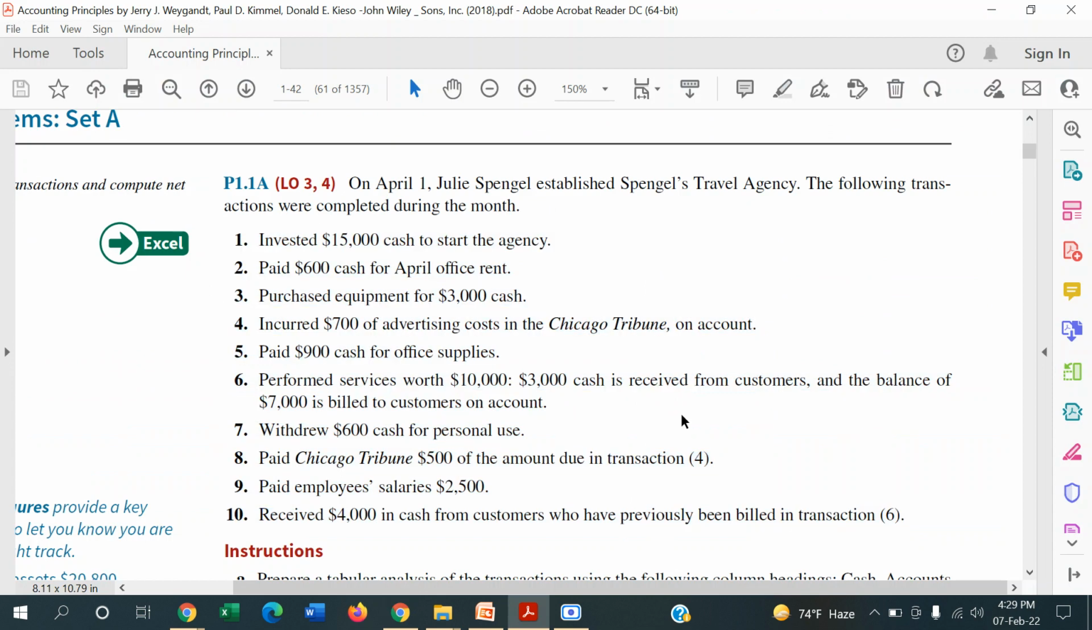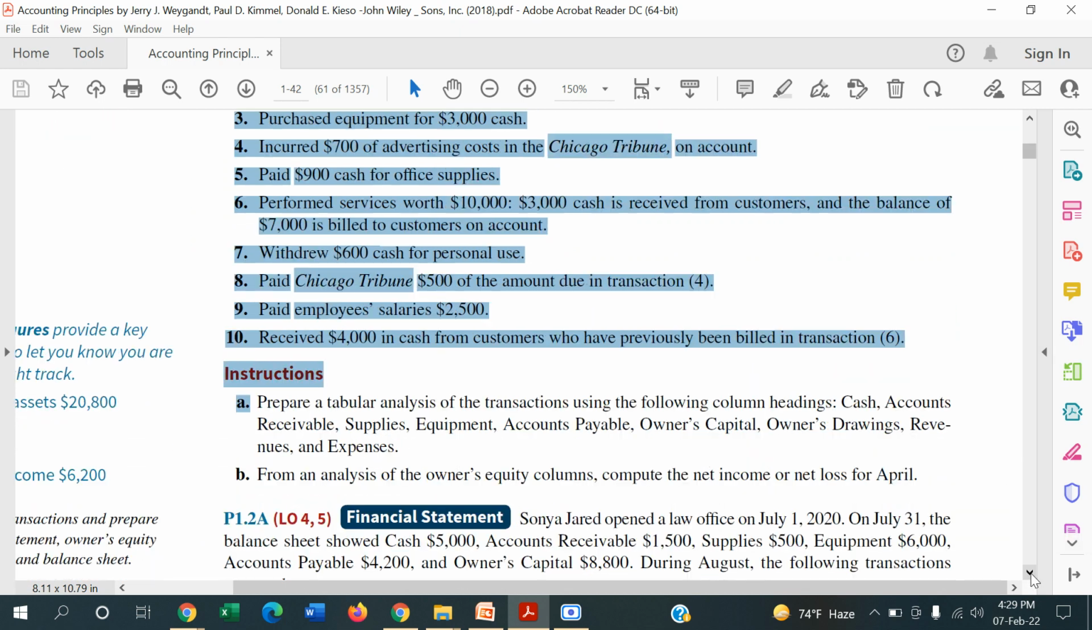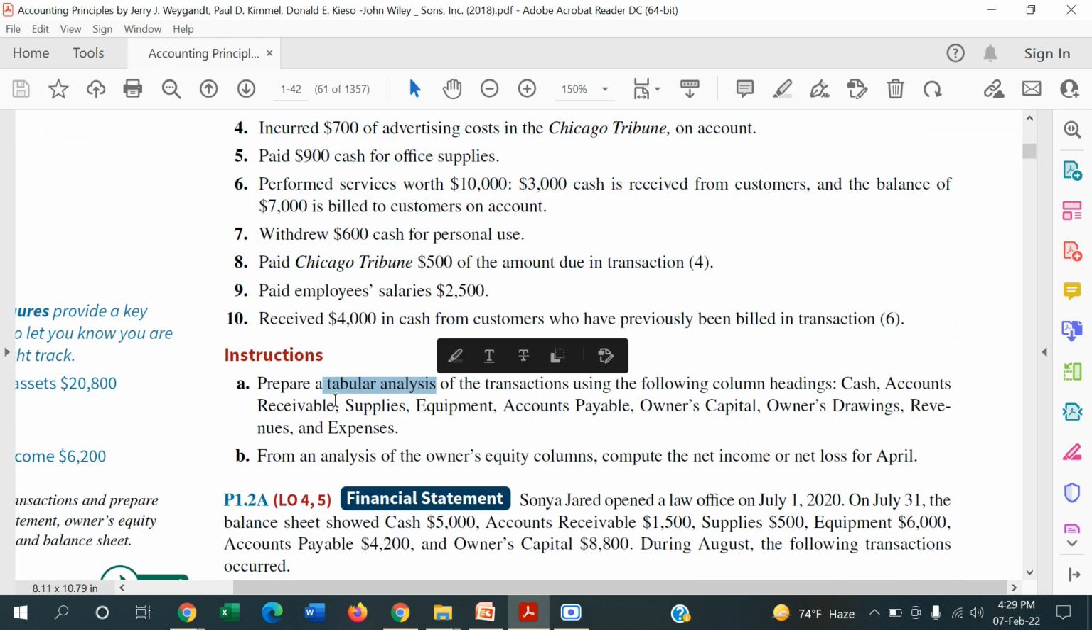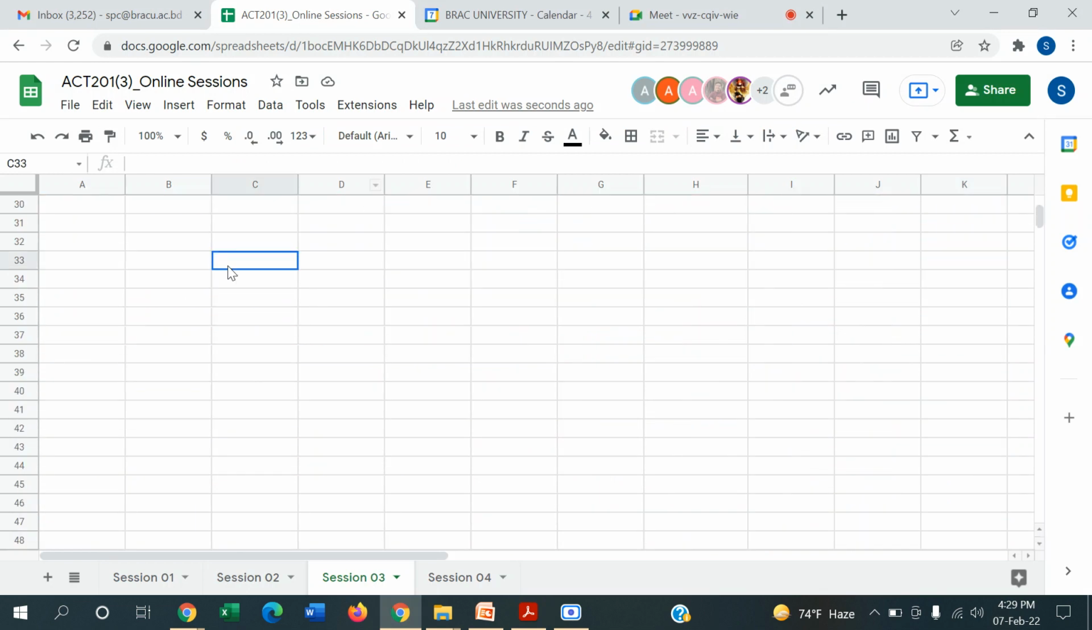And now you can see in your book what has been asked. They have mentioned that this organization started on April 1, and these are the activities incurred in April with this organization. Now they have asked you to prepare a tabular analysis. To prepare a tabular analysis means show the effect of the transactions in the accounting equation. Very simple way.